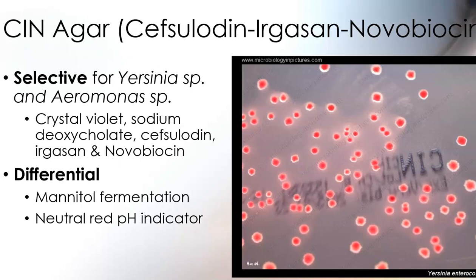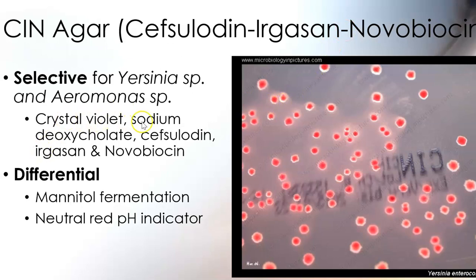Okay. Why is that important? Well, because they can be some pretty bad mamma jammas. Yersinia pestis causes black plague. Okay. And yes, we still have black plague in this country today. Happens every year. Aeromonas can cause some really devastating results also. So it's important for us to be able to find these things.